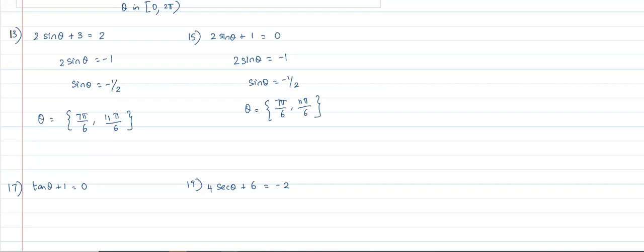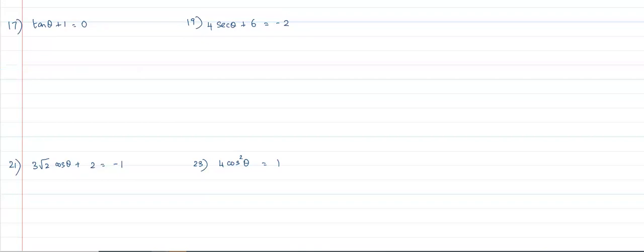Next problem. I'm going to subtract the 1 from both sides. Tan theta is negative 1. So tan theta is negative in the second and fourth quadrants. Which means in the second quadrant, it is 3 pi over 4, and in the fourth quadrant, it is 7 pi over 4. And those are the two angles.